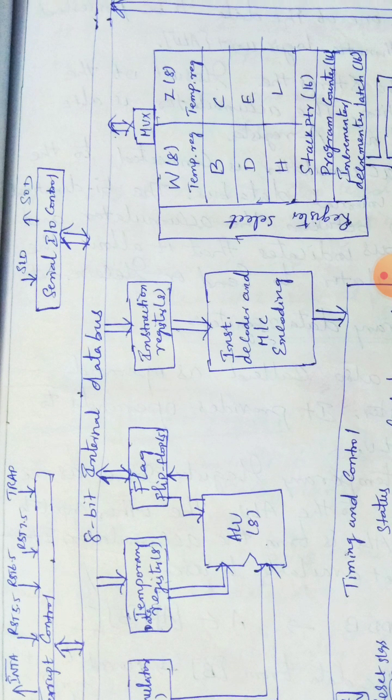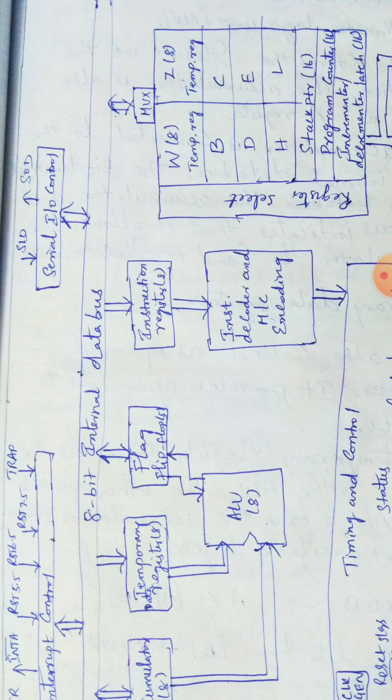Now come to this side, there is serial I/O control. Serial data communication can be done from the microprocessor to other devices or from other devices to the microprocessor by using the SID and SOD pins. SID is serial in data, and SOD is serial out data. Data can be entered into the microprocessor through the SID pin, and data can leave the microprocessor serially to other devices through the SOD pin. So this is the serial communication control.